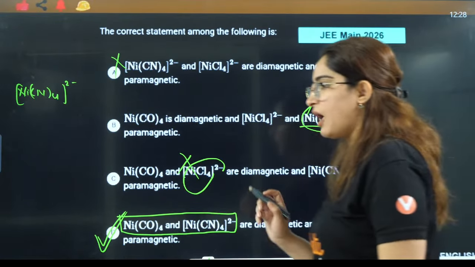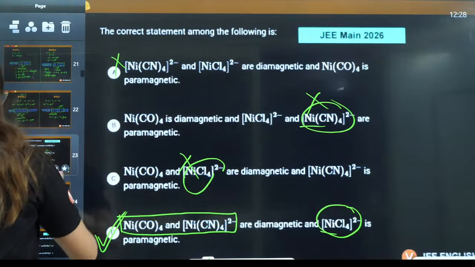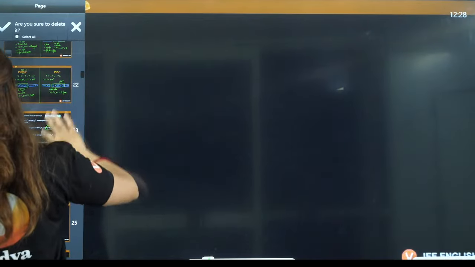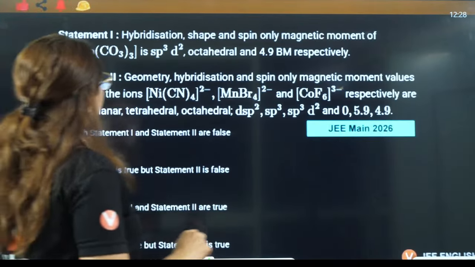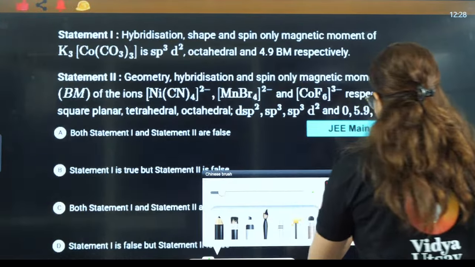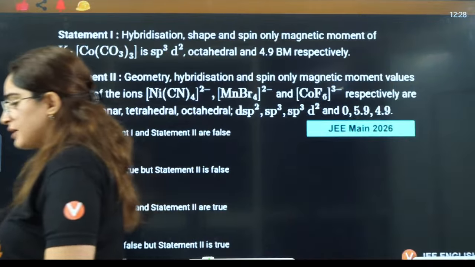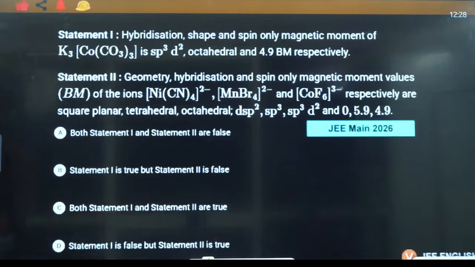Okay, understood? So this is again your latest question, attempt 1. This is quite a scoring chapter only, right? Now next question is this one. If you see this JEE 2026 question here, again they have mixed coordination with chemical bonding.